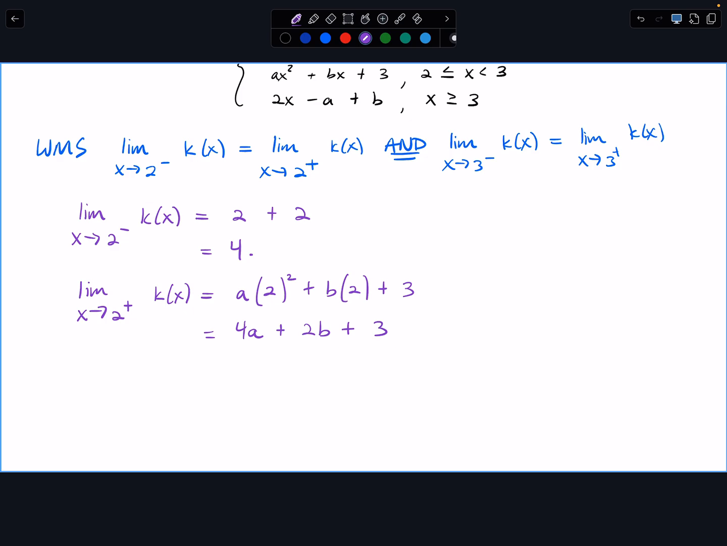But if these are equal, do you guys agree that means I can say that 4 is equal to all of this garbage? So this means that 4 is equal to 4a plus 2b plus 3. Now, because I know things, I want all the a's and b's on one side, and I want to kick this 3 to the other side. So I'm going to subtract the 3 from both sides. So I'm going to have 4a plus 3. Is it 2b or 3b? 2b. Or not 2b. 2b is equal to 1.